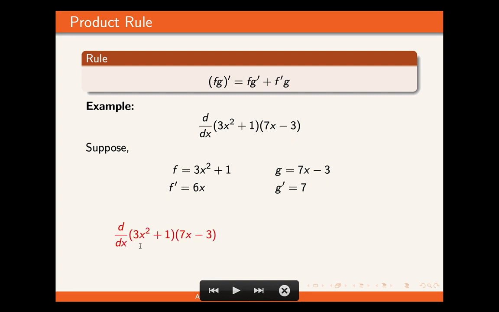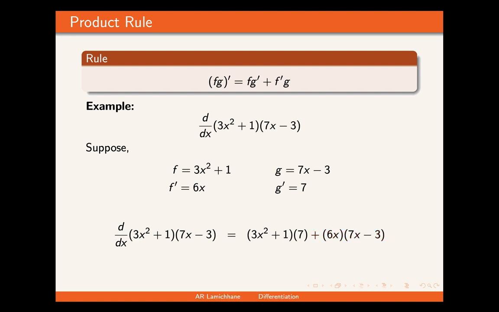So to find the derivative of 3x squared plus 1 times 7x minus 3, if we assume f is 3x squared plus 1 and g is 7x minus 3, then let's plug in this information into the formula. So we write down first f times g prime, right? So f is 3x squared plus 1, that's what we have assumed, so write that down. And then g prime is 7, so let's write that down, and then plus f prime, so f prime is 6x, write that down, and times g, so let's plug that in. So we have f times g prime plus f prime times g. We are done. This is the derivative.